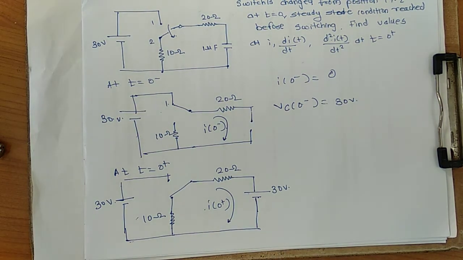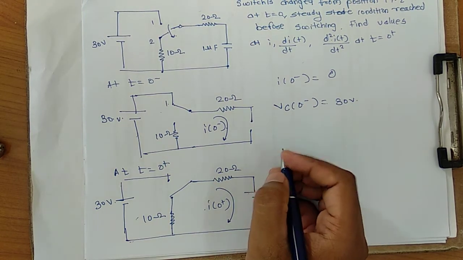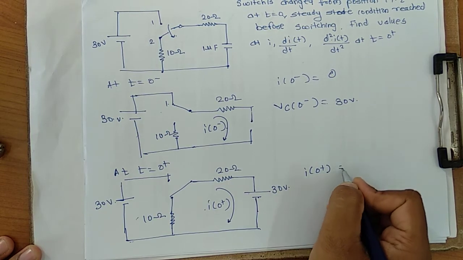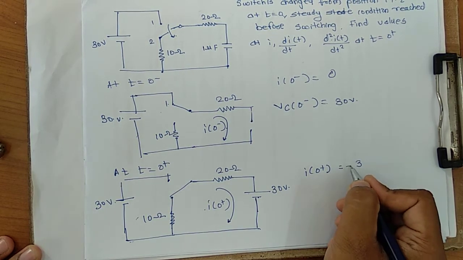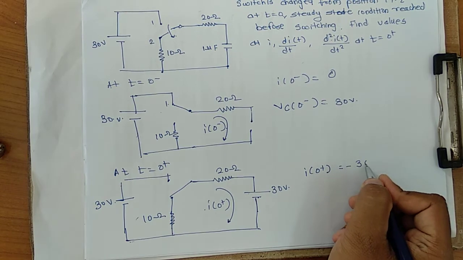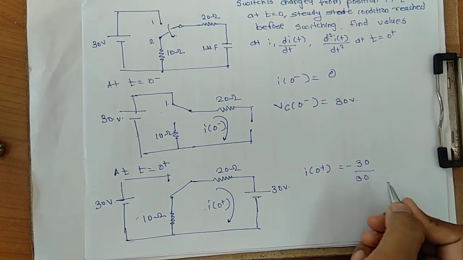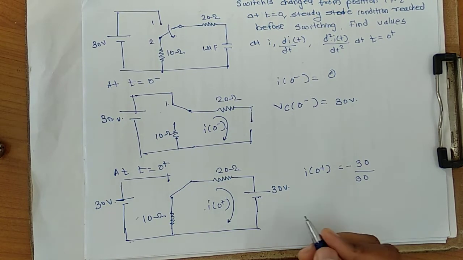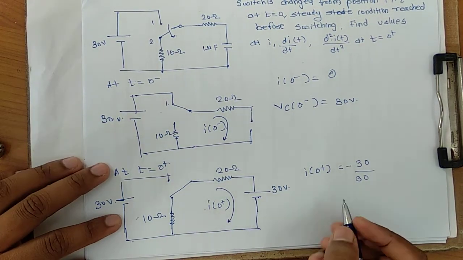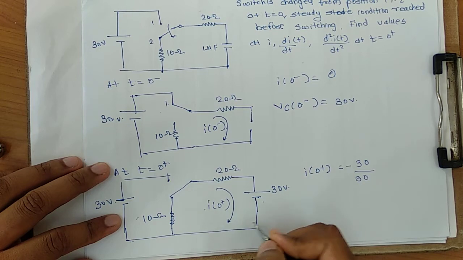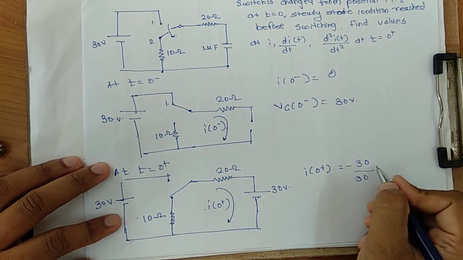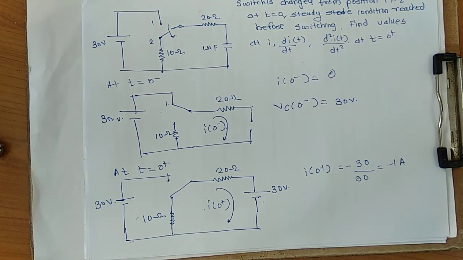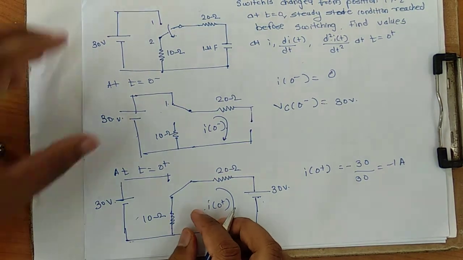Now simply you have to apply Ohm's law. If you are applying Ohm's law, what will happen with this circuit? I of 0 plus is equal to minus 30 divided by 30. You apply Ohm's law, or KVL, and you will understand it. The direction of the voltage source is opposite to the current flow, so minus 30 divided by 30 is minus 1 ampere. So minus 1 ampere is I of 0 plus.